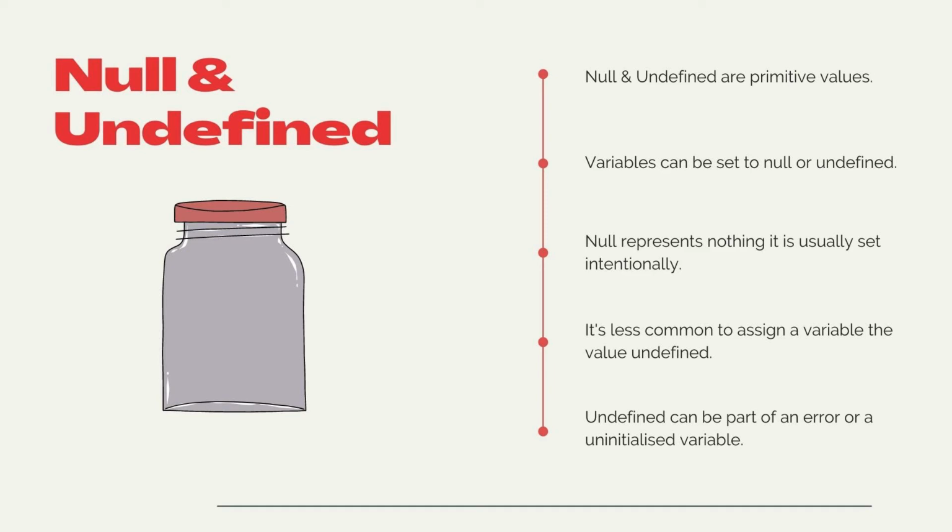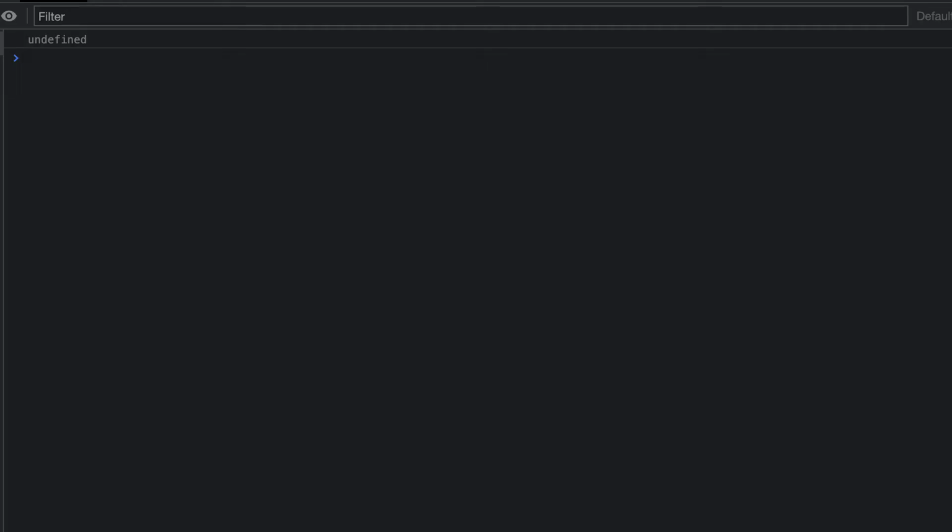So let's try the same example again, but this time we won't initialize the variable with a value. So we'll create a variable called fridge has milk using let. Then let's console log this variable. We'll save this and run the code. We get undefined returned because the variable was not defined with any value.